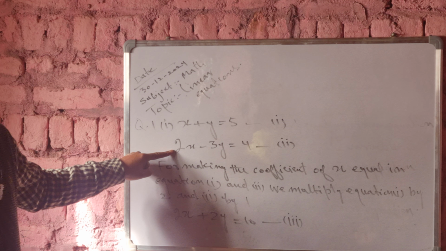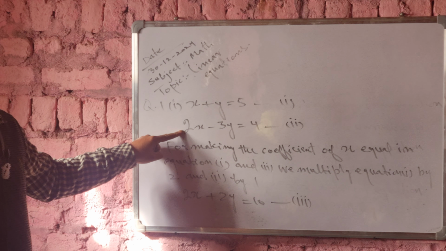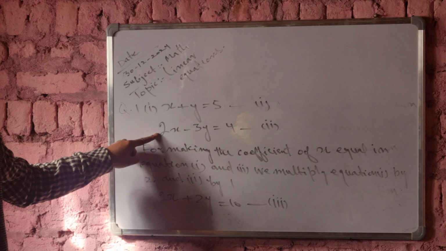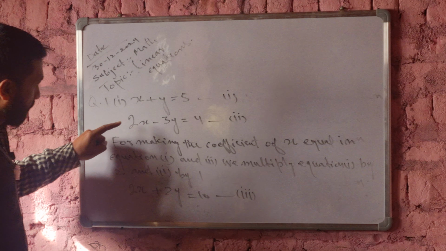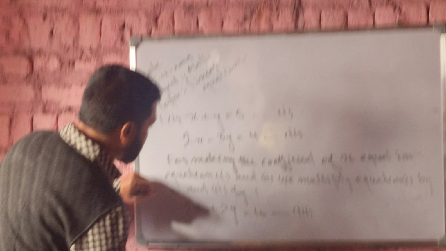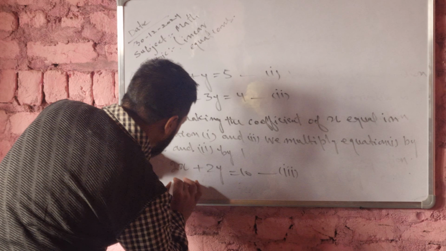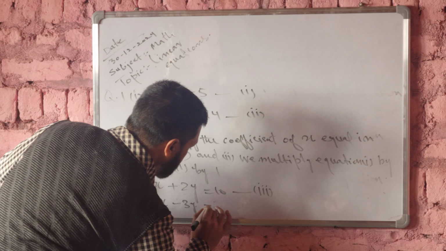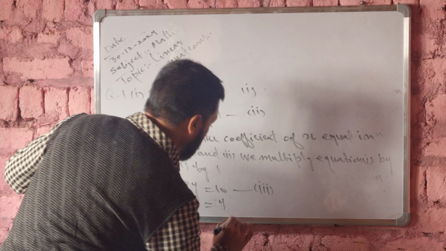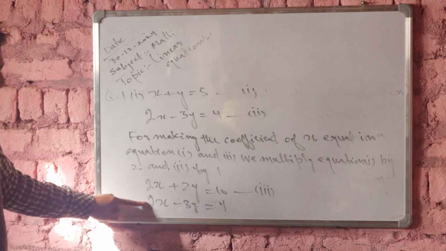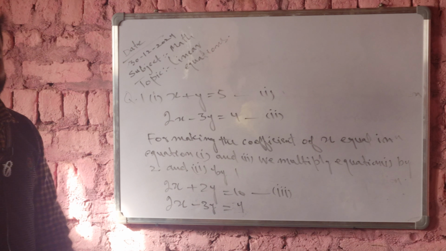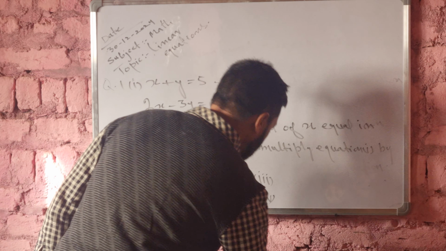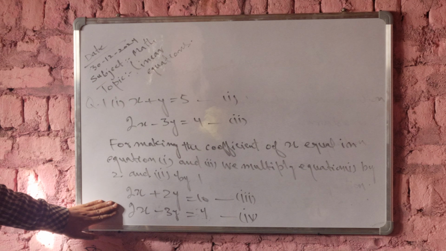Now the second equation is to be multiplied by 1, so it remains the same. When you multiply any number by 1, does it make any difference? No, not at all. So when you multiply the second equation by 1, it becomes 2x - 3y = 4. This is equation 4. Is it clear up to here?